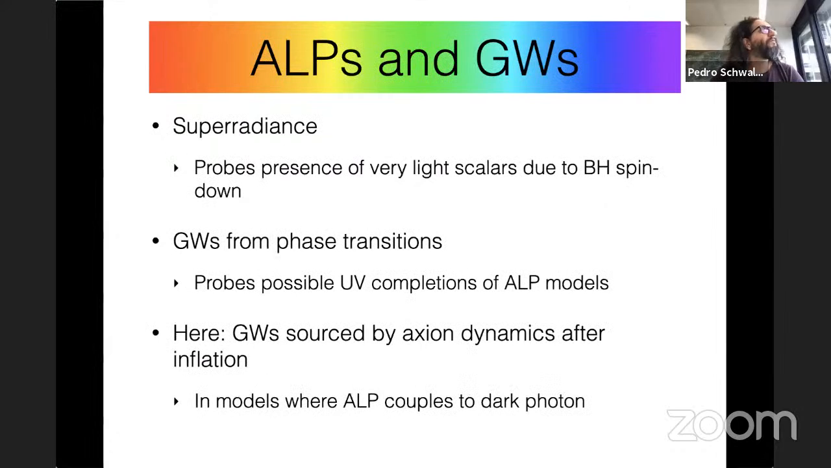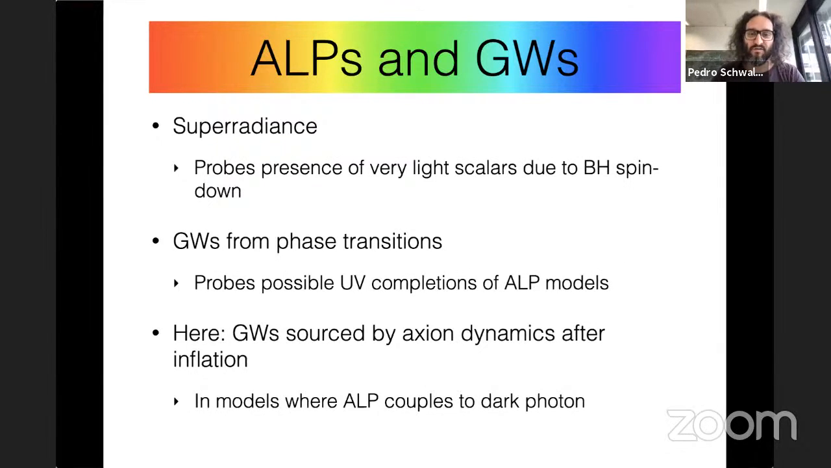Okay, so what do ALPs have to do with gravitational waves? Well, there are quite a few connections, which I find quite interesting. There's, for example, the possibility to use black hole superradiance to probe the presence of very light scalars, because they spin down black holes. And there's this intrinsic connection of axion-like particles, which are pseudo-Goldstone bosons, and symmetry breaking. So you have a phase transition, and in principle, phase transitions associated with those models can source gravitational waves.